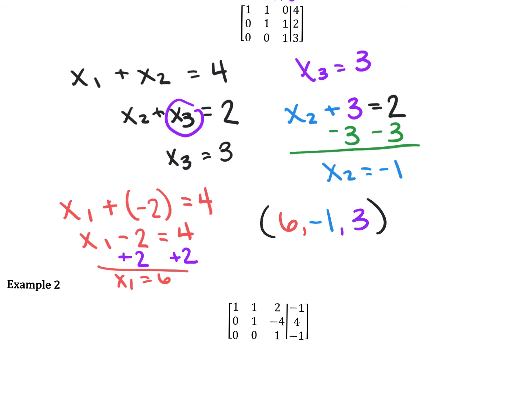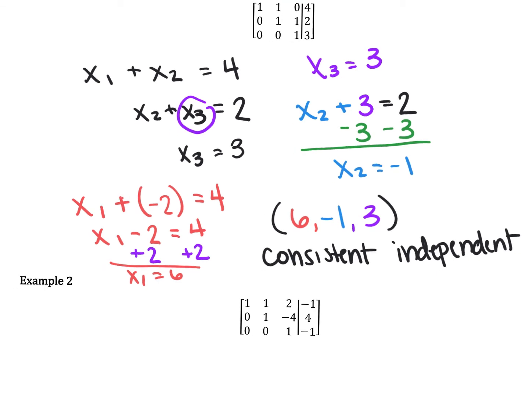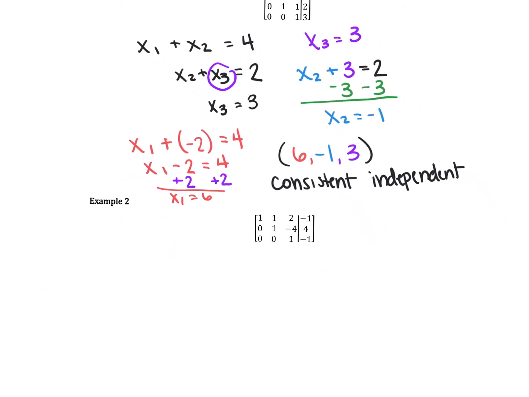This is called consistent because we have a solution. And it's called independent because that solution is a unique point. It's called consistent and independent. So look at the next example.